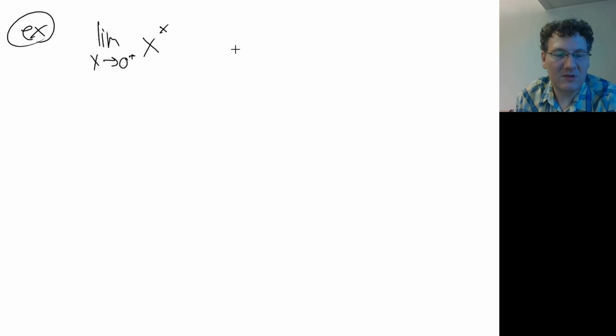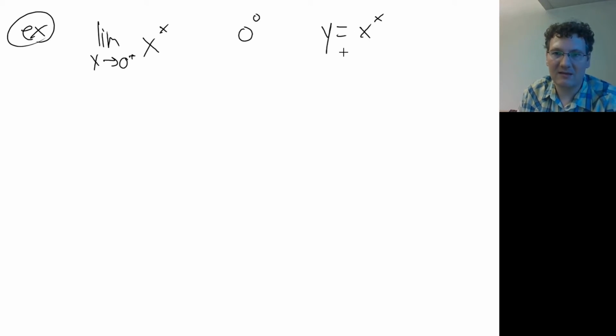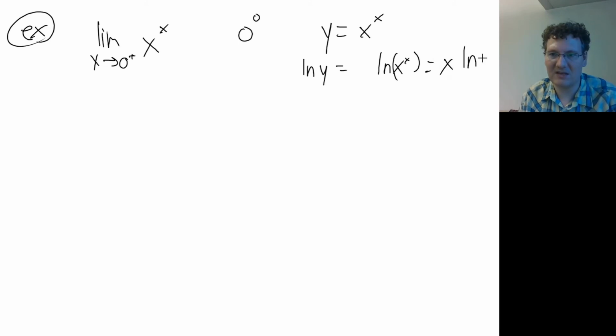Okay, so take this one. You can see right away the limit as x goes to 0 of x to the x is a 0 to the power 0 form. So say y is x to the x. So the natural log of y is going to be x times the natural log of x. Which is to say that this is the natural log of x to the x. You can take the x in the exponent, bring it down, x times natural log of x.